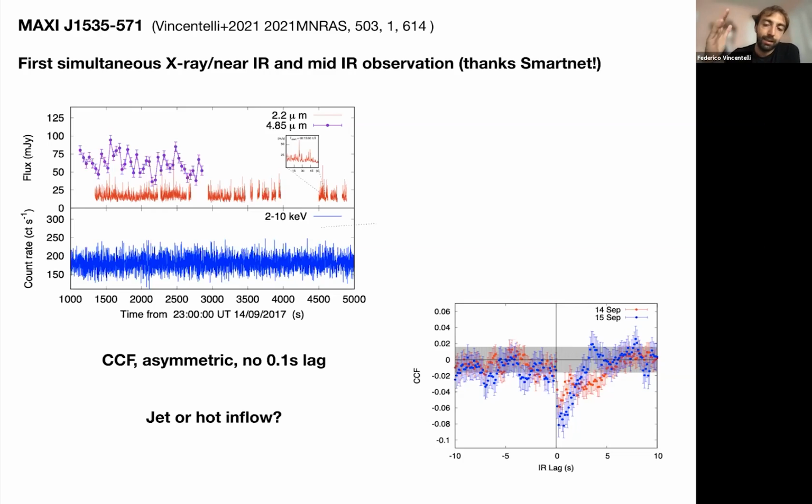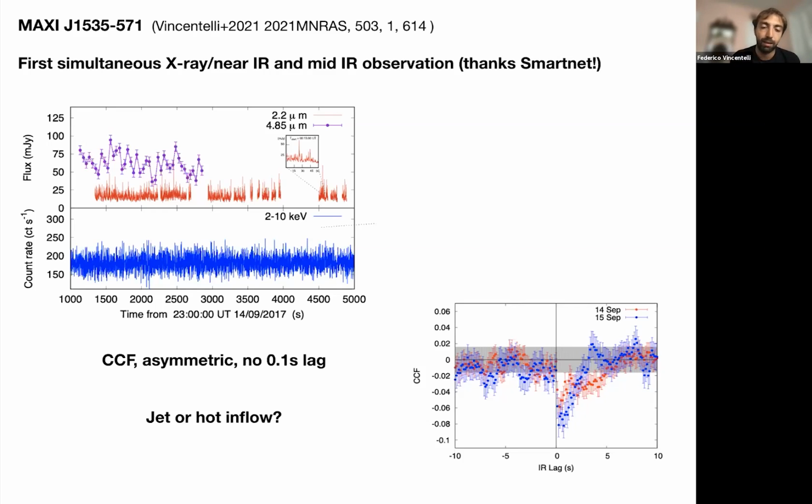Anyway, apart from that, we did the cross-correlation functions between X-rays and infrared. As you can see here, it has a very complex shape. It doesn't have a 0.1 second lag, and it has an anti-correlation. As I said before, this can be explained by both jet or hot inflow, but it needs more detailed modeling that I didn't do for now, but work is still in progress.